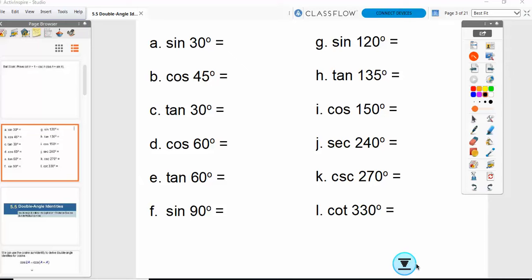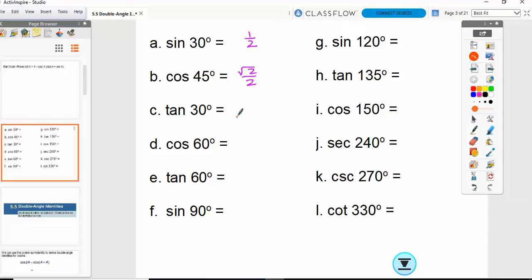We have our hand trick for sine and cosine. It's the square root of the number of fingers over 2. So for sine of 30, 30 is the top, so radical 1 over 2, or 1/2. Cosine of 45, so cosine is the bottom, so radical 2 over 2.